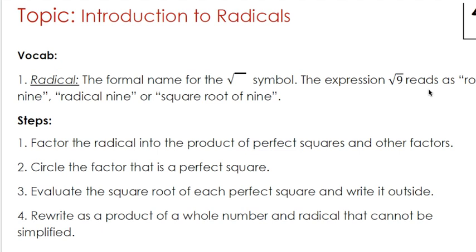We have a few steps that we're going to go through. First, factor the radical into the product of perfect squares and other factors. Circle the factor that is a perfect square. Then evaluate the square root of each perfect square and write it outside. Rewrite as a product of a whole number and radical that cannot be simplified.